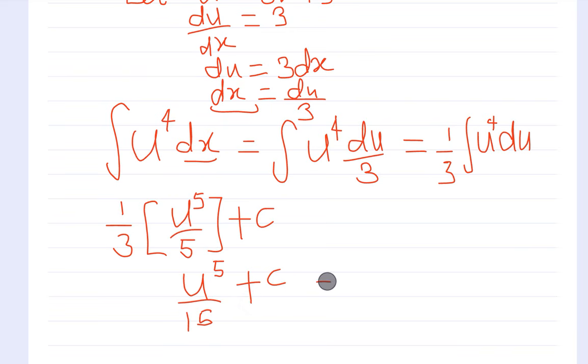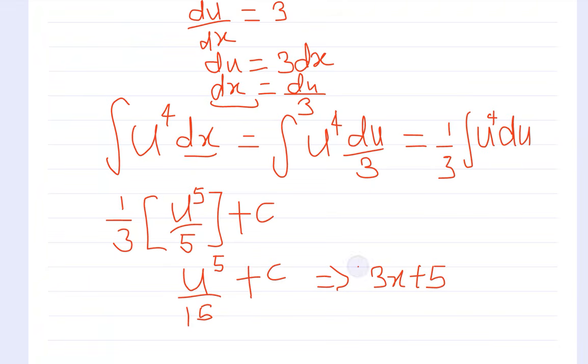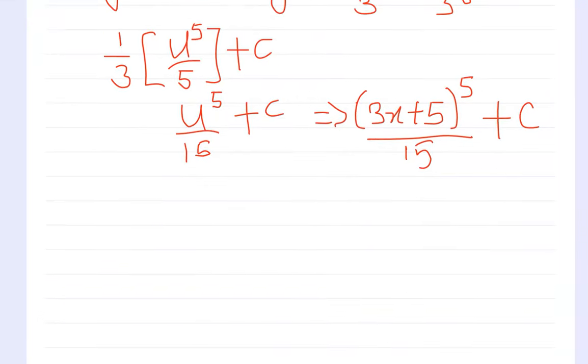Are you seeing that now? And what is our u? Our u is 3x plus 5. Is it 3x plus 5? Yes, 3x plus 5 raised to power 5 over 15 plus c. Are you seeing that? I'm sure most of us are familiar with this type.